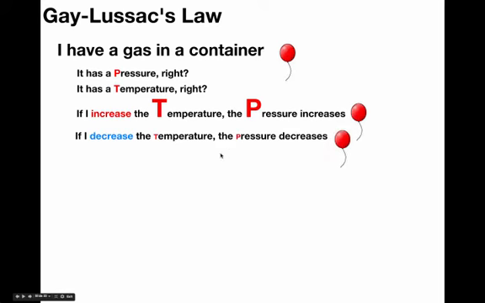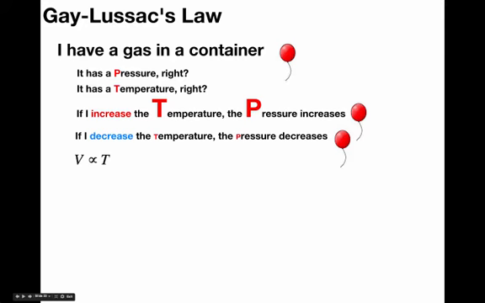What Gay-Lussac's law also says is that if I decrease the temperature, then the pressure is going to decrease by the same amount. Again, assuming that I don't change the volume of the gas in the container and I don't change the amount of gas that's in the container. So imagine that I have my balloon, I decrease the temperature, but I'm somehow able to keep the volume the same. If I'm able to decrease the temperature and keep everything else the same, the pressure is going to decrease.